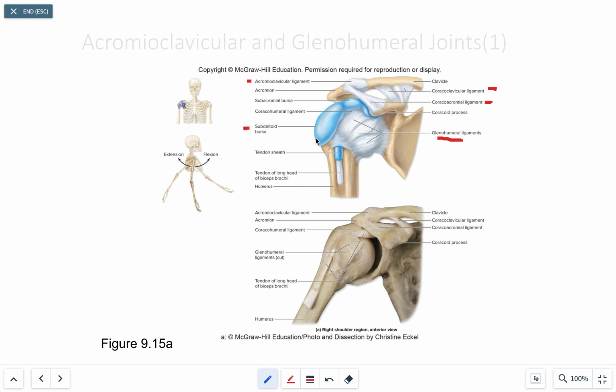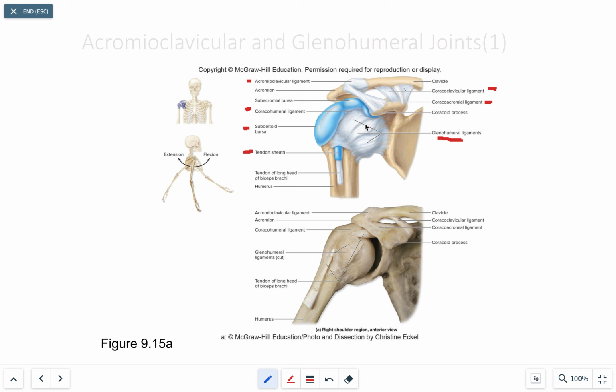bursae that are located here, they are going to allow for more synovial fluid just because of the high amounts of movement that the shoulder joint produces. We also see a very common characteristic, the tendinous sheath. This one in particular is the long head of the bicep brachii. And this tendinous sheath will just allow for a nice easy tracking of the tendon when we see contraction of the bicep.